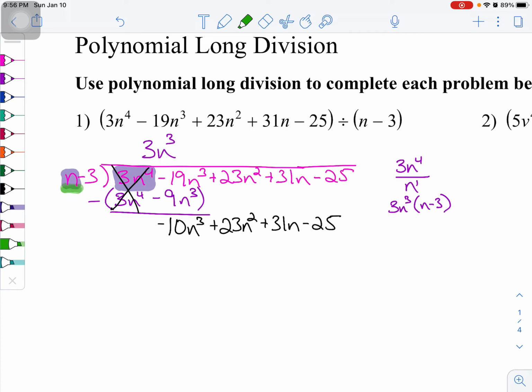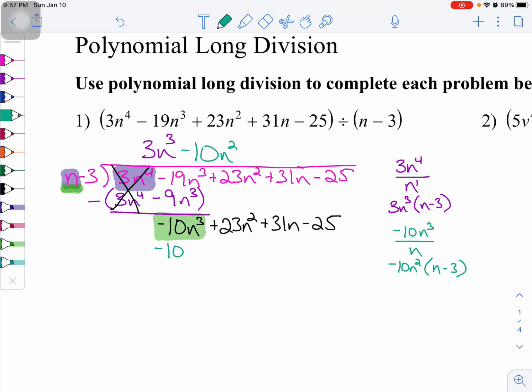So now I'm going to take this first term, and I'm just underlining it in green, so that n, and I want to divide it into this first term. So let's see. Again, you could put this off to the side. So negative 10n cubed over n. Well, that's going to turn into negative 10n squared. Right? You're just reducing the power by 1 because you're dividing by a single n. So now I need to take negative 10n squared and multiply it times n minus 3.